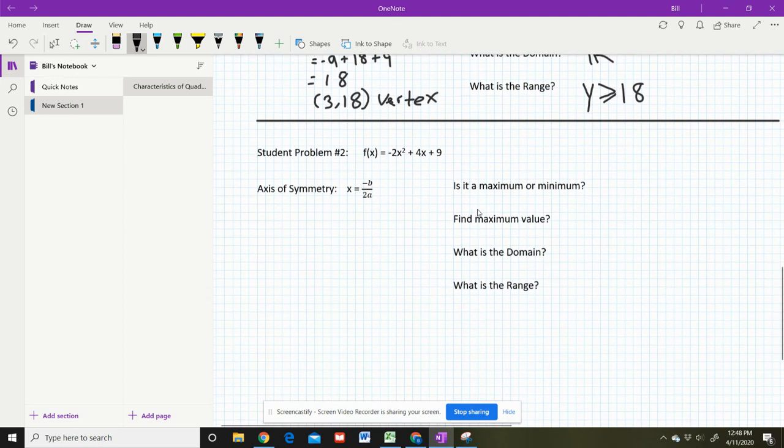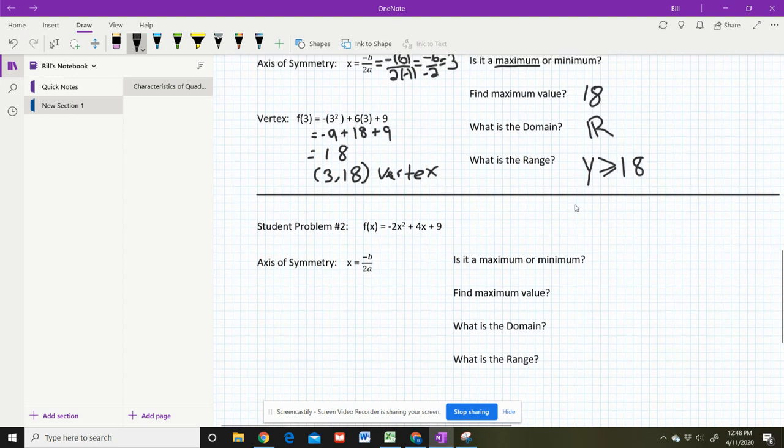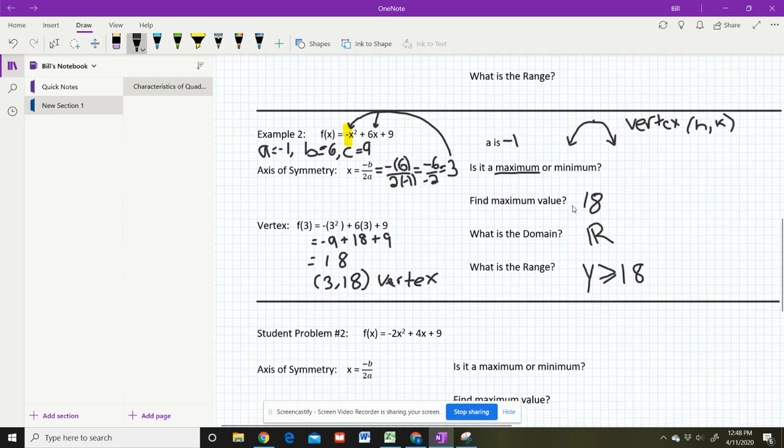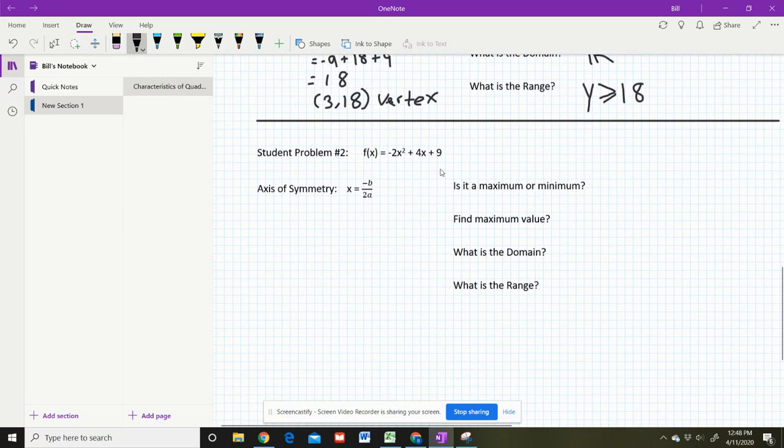Okay, so I'll have you take a look at that again. Now I'm going to have you try this second problem. Remember axis of symmetry, use that to find your vertex. And this one, we do have a negative 2 for our a. So remember, put that negative 2 down there. It's going to be 2 times negative 2, which will give you a different denominator. So try that, and then we'll move on to an exit ticket. Thanks.